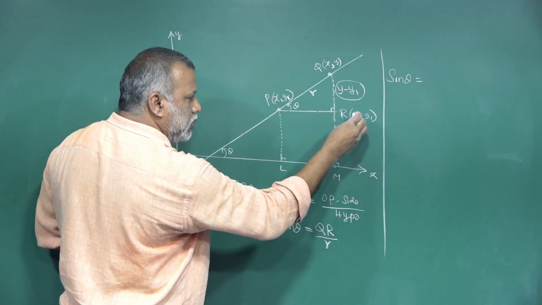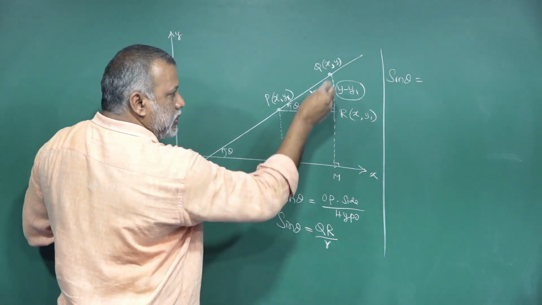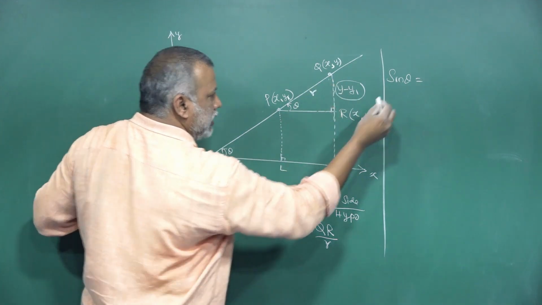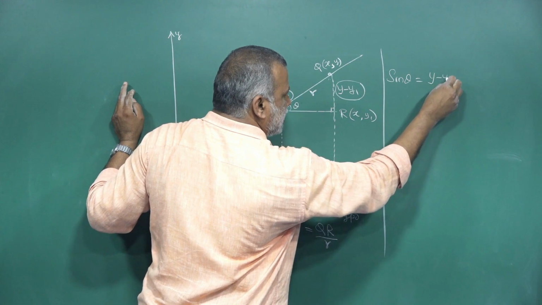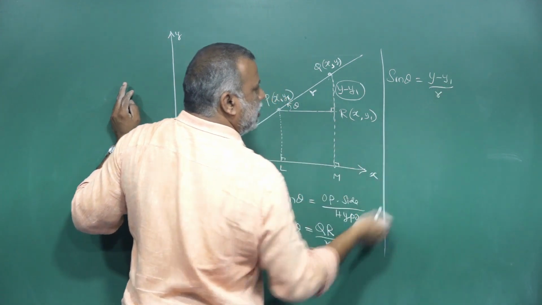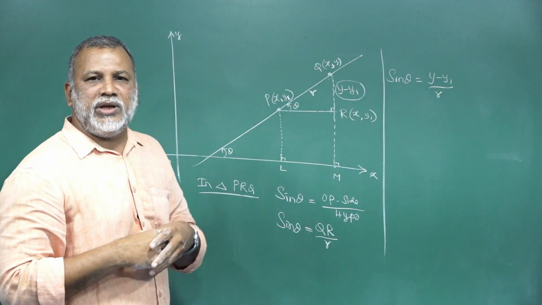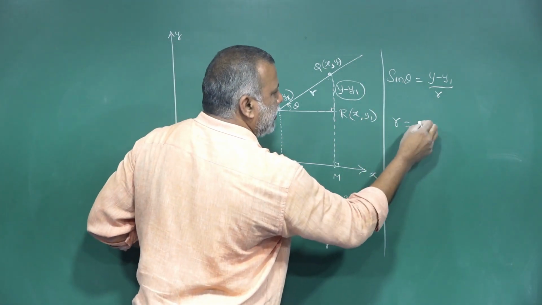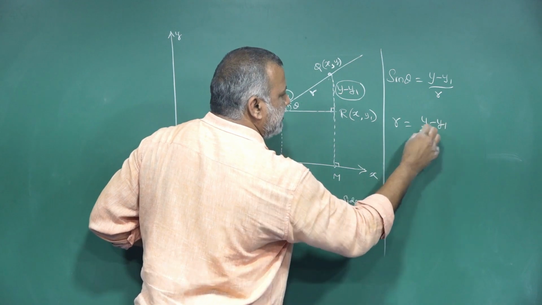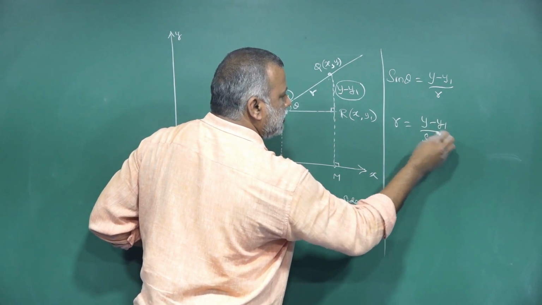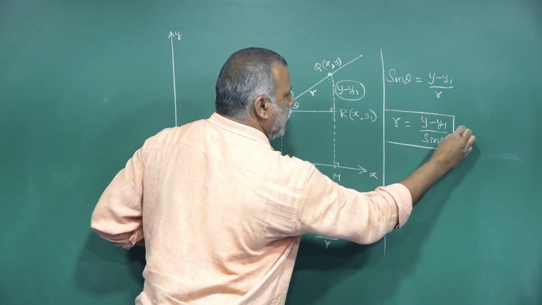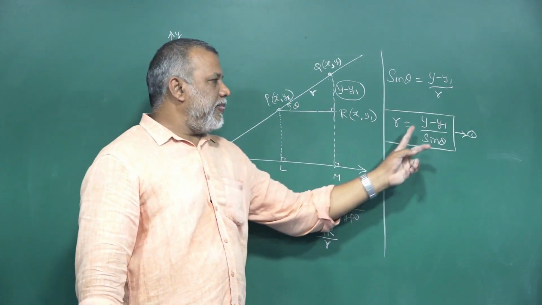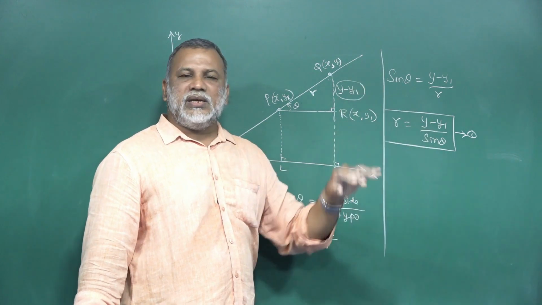So unknown quantities we are able to derive. So this distance QR is nothing but y minus y1. So I can say y minus y1 divided by r. So I am taking r here. So y minus y1 divided by sin theta. See, this is result number 1. So r equal to y minus y1 by sin theta.